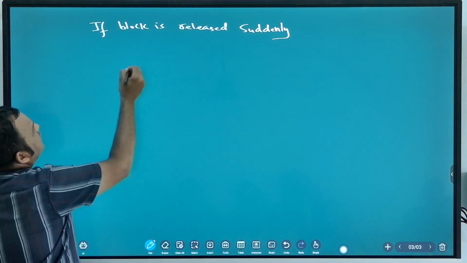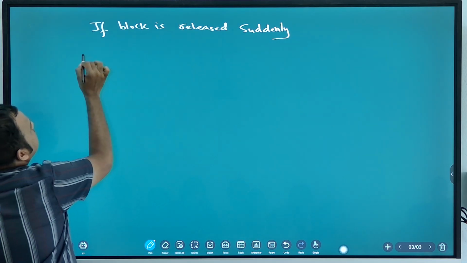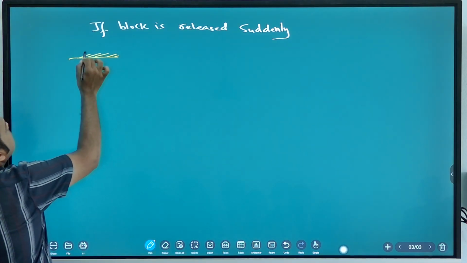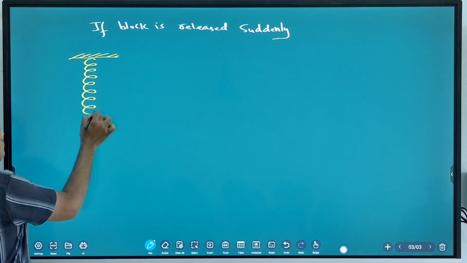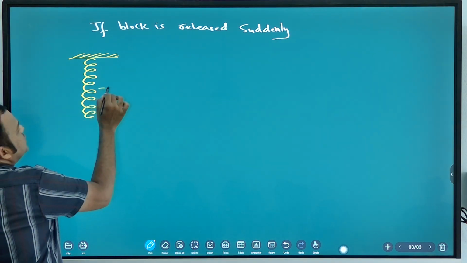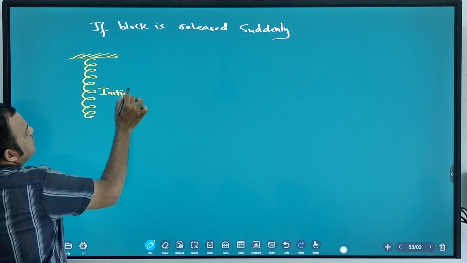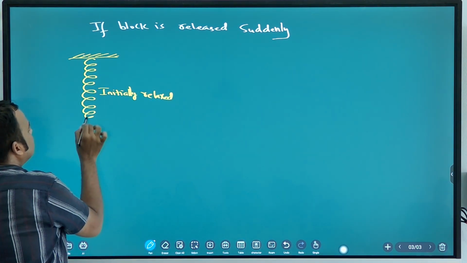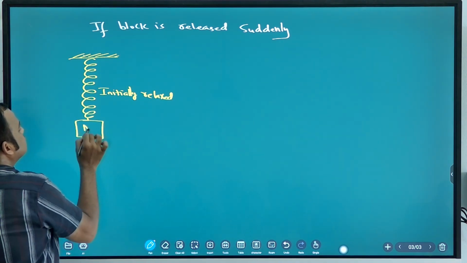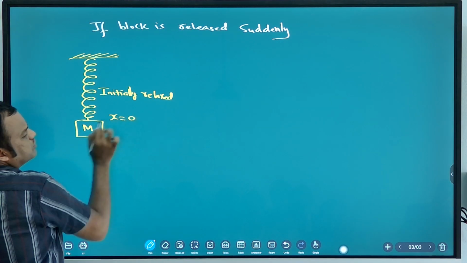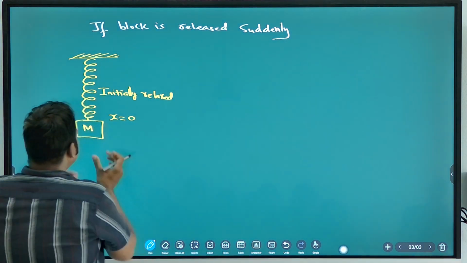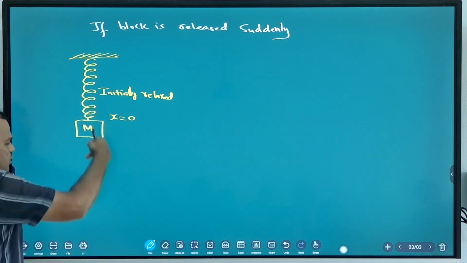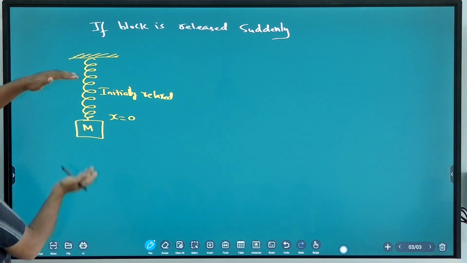So what is the initial situation? The spring is there, initially relaxed. Now you connect a block. What is the elongation right now? Zero. Now you hold the block and release it. Suddenly it will come down, so the spring will elongate more.